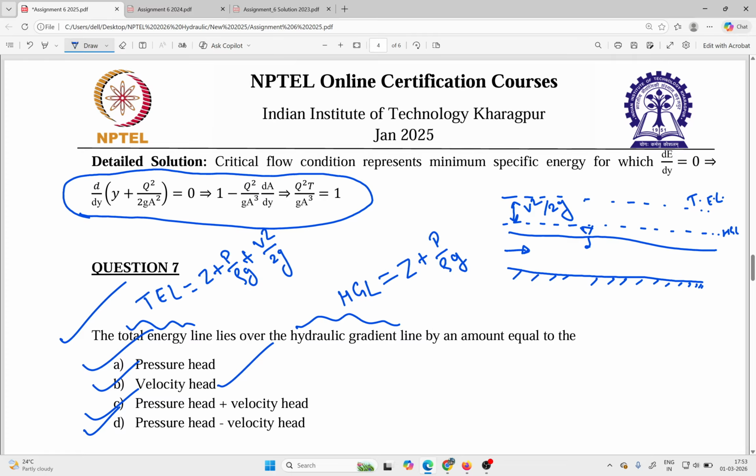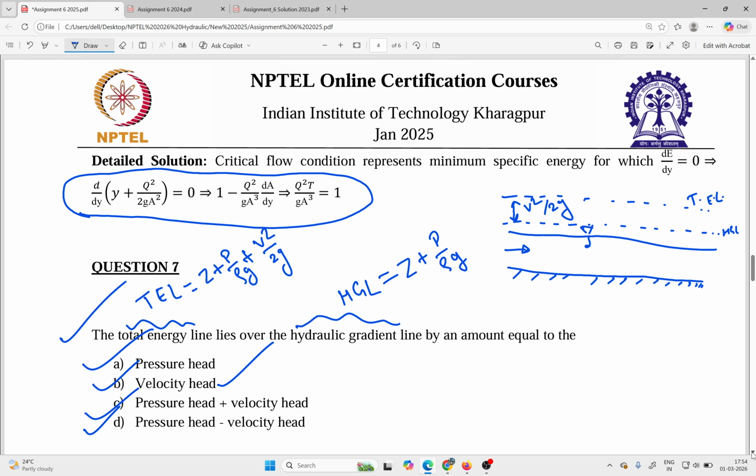Whether this HGL line will be aligned with this or a little bit above or lower, that is a different thing. But just graphically, I tried to show you what exactly is the difference between the TEL, total energy line, and the hydraulic gradient line. Now let me go on to the next question.